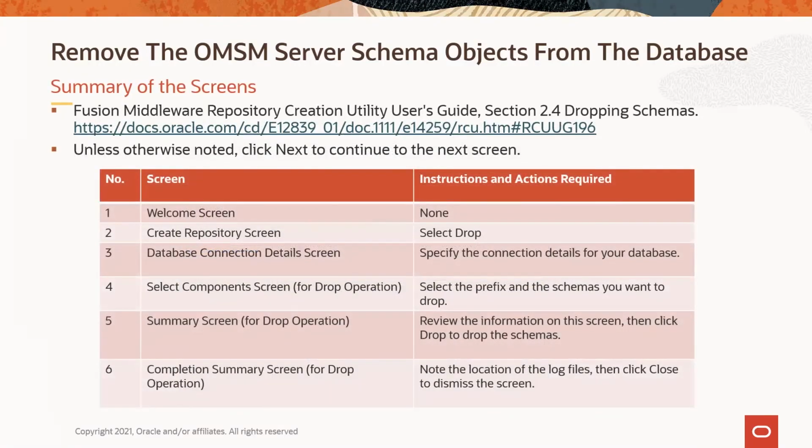This slide is for reference as a summary of what we just went through using RCU to drop the OMSM schema. To see more detailed information for each specific screen, refer to the Fusion Middleware Repository Creation Utility User's Guide, Section 2.4 Dropping Schemas, at the URL shown.